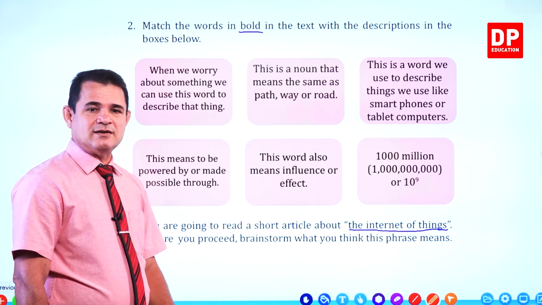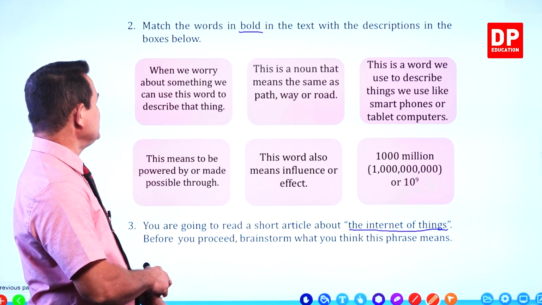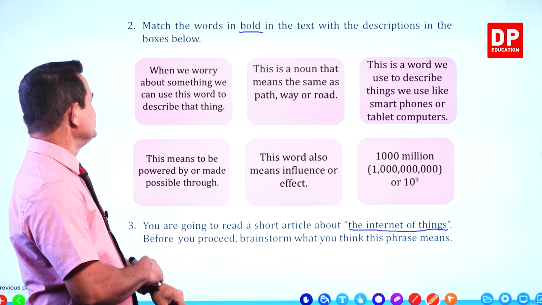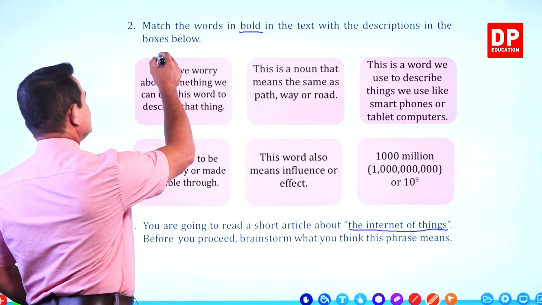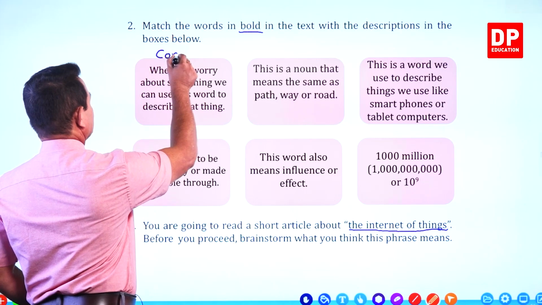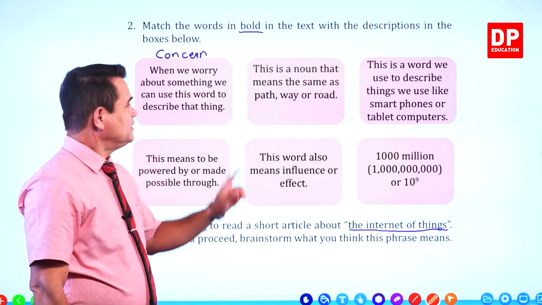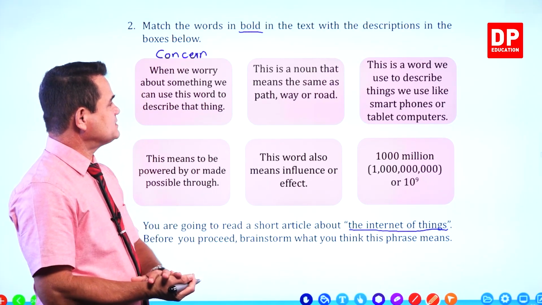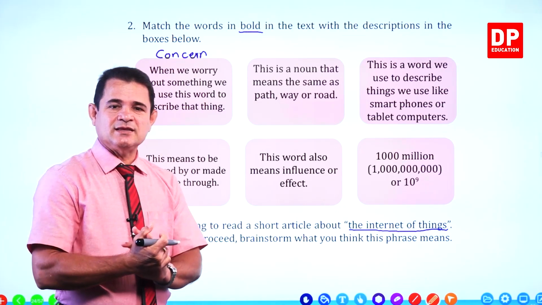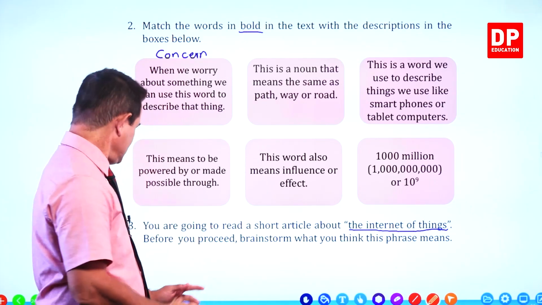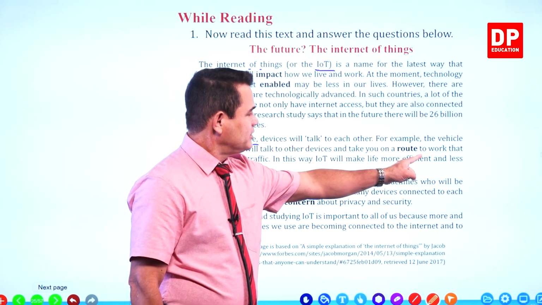What comes in the first one? When we worry about something, we can use this word to describe that thing. What can it be? Yes, we can use concern. And this is a noun that means the same as path, way, road. පාර මාර්ගයේ තියෙන කියන තේරුම ආපු වචනේ මොකද්ද? So in this one you found here, you can route.